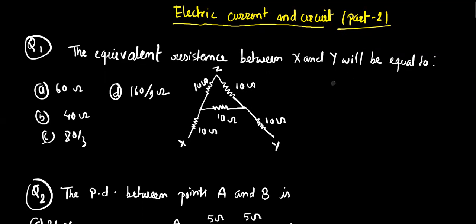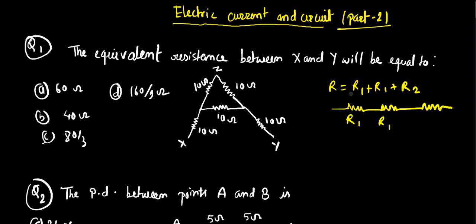So as we know, if we connect resistances in series, then the equivalent resistance will be the sum of the resistance of individual resistors in the circuit. That means if we connect the resistances in series, and their values are R1, R2 and R3, then their equivalent resistance is the sum of the individual resistances of the circuit.